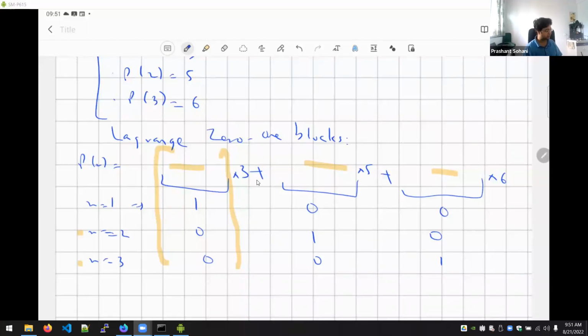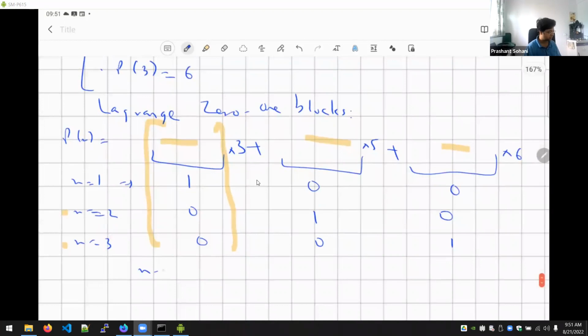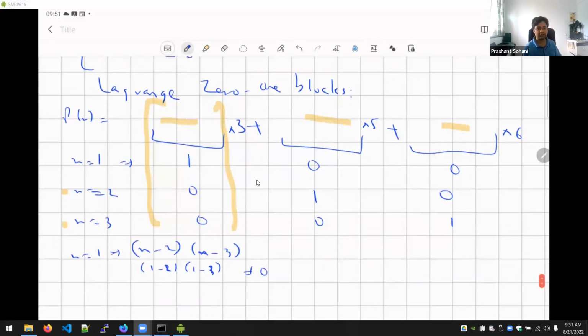Can you think of some expression which is 0 at x equal to 3 and 0 at x equal to 2? That will be simply something like x minus 2 times x minus 3, right? So this expression will be 0 when you put x equal to 2 or x equal to 3, correct? But when you put x equal to 1, it will be some non-zero term. If I put x equal to 1 in this, I'll get 1 minus 2 times 1 minus 3, which is not 0, but it is not 1 also. I would like that to be 1. So how can I make sure that this expression is 1 when x equal to 1?